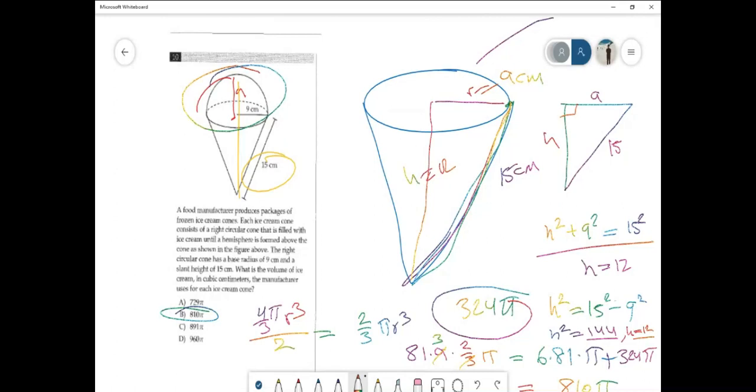Sir, can you zoom? I want to screenshot, sir. Can you zoom? Magnify.